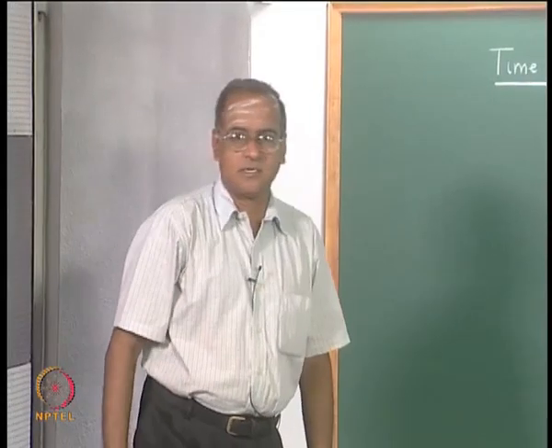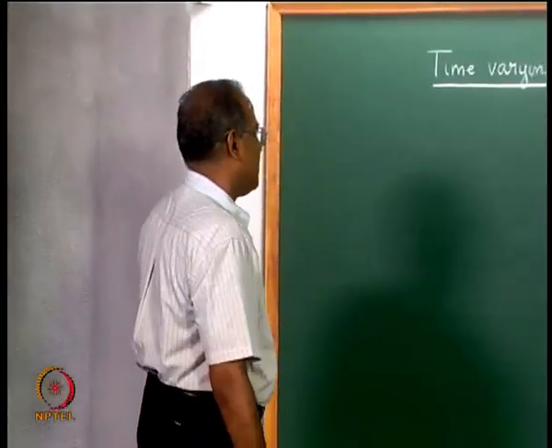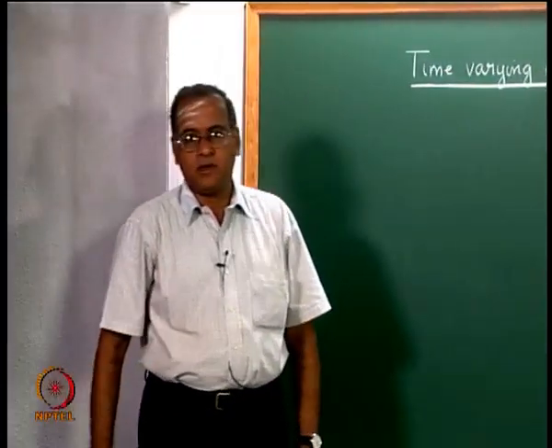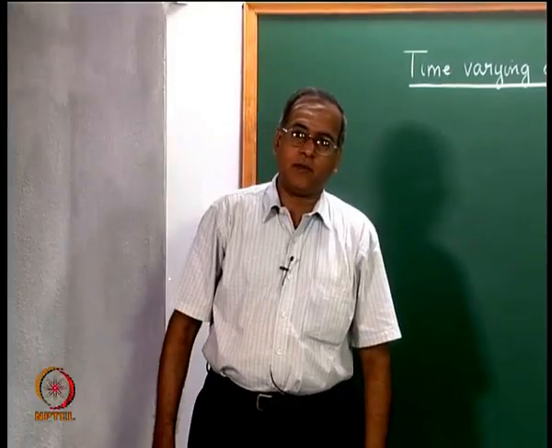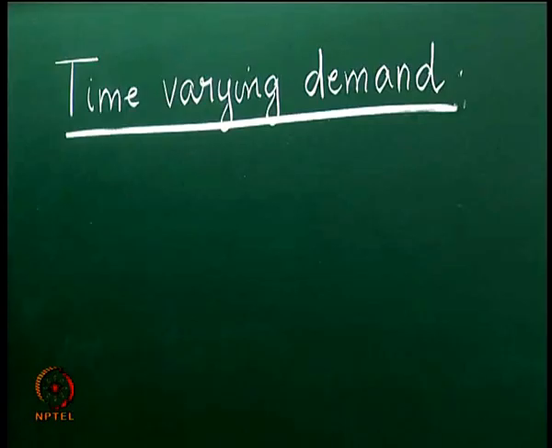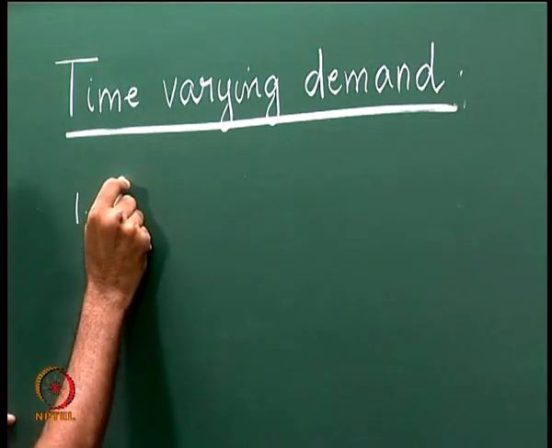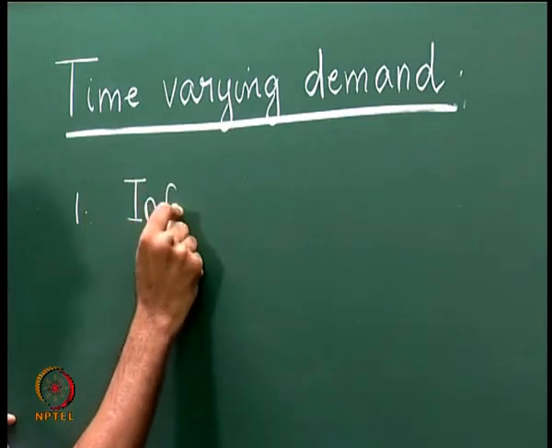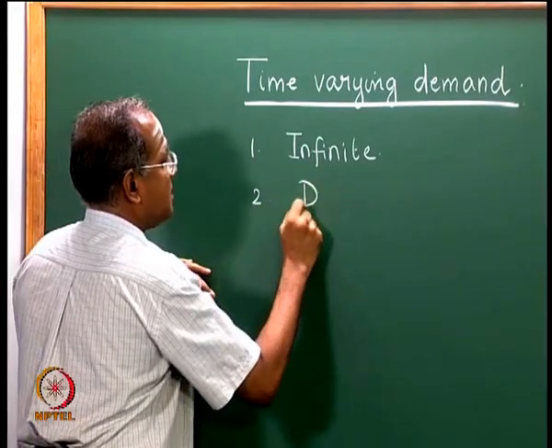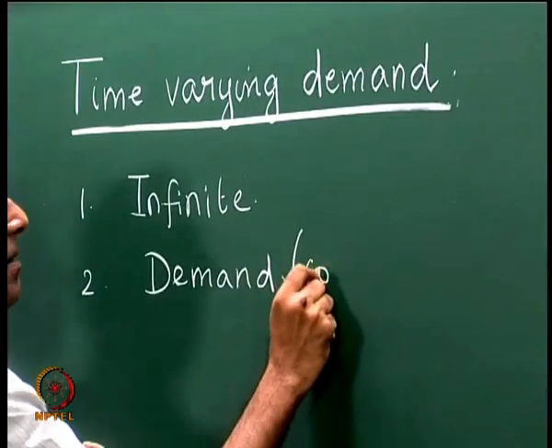Let us continue our discussion on inventory by looking at inventory models where the demand varies with time. So far in all the inventory models we have made two assumptions. One is that the planning period is infinite, and second is that demand is constant and uniform.